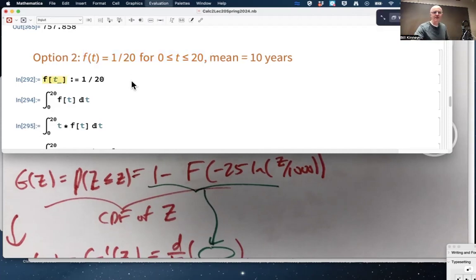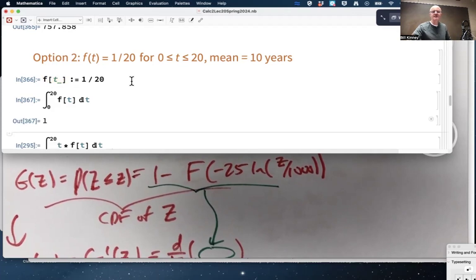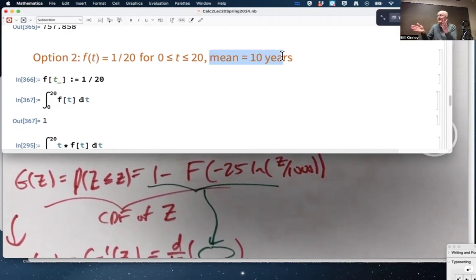F of t is 1/20th for t between 0 and 20. It integrates to 1 over the interval from 0 to 20. Why did I pick that? So that the mean is 10, halfway between 0 and 20. It's a uniform distribution.